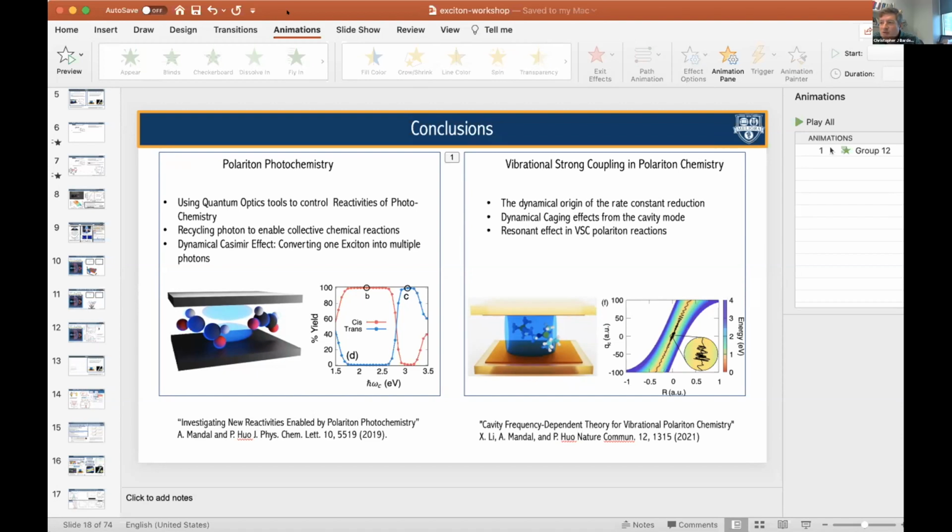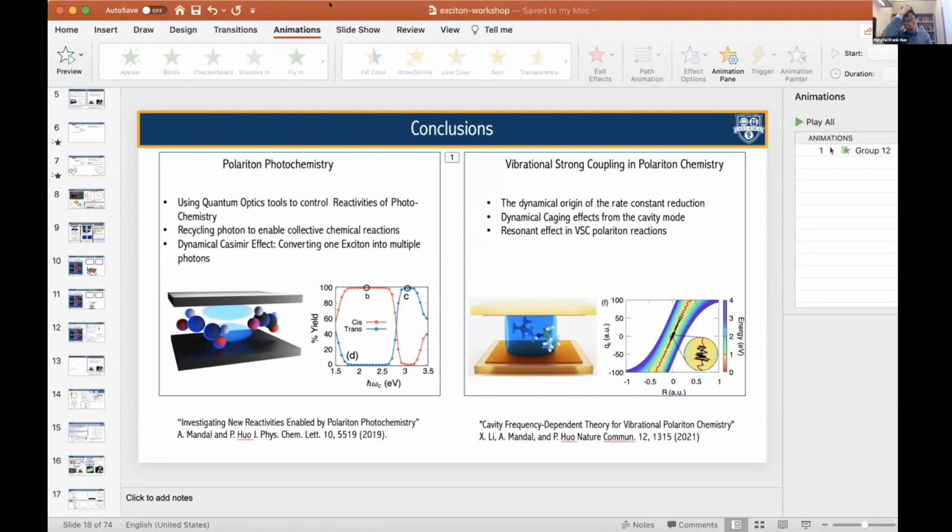Okay, and then one last quick question. A lot of these cavity experiments are done in thin films rather than isolated molecules. Do you worry about changes in potential curvatures just due to the fact you have this concentrated thin film instead of an isolated molecule in space?